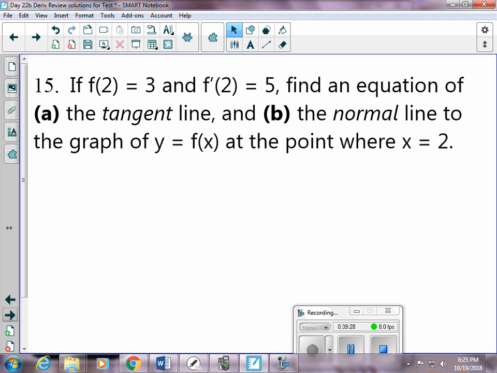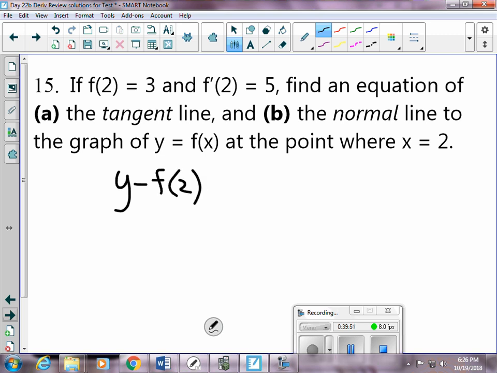They're telling you that f of 2 equals 3 and f prime of 2 equals 5. And they want us to first write the equation of the tangent line. Well, this is actually all set up for us. Because to write the equation of the tangent line at x equals 2, it's going to be y minus, you plug 2 into the original function to get the y1. And to get the slope of the tangent line, you plug 2 into the derivative of the function.